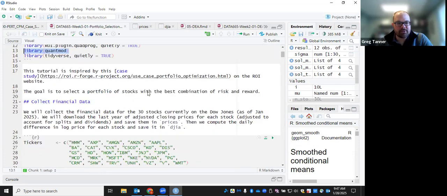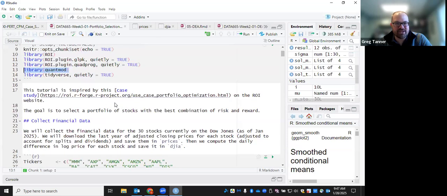So first off, let's collect some data. The goal of the code that we're building is to build a portfolio of stocks that has the best combination of both risk and reward. This was inspired by the case study that's linked here. This case study has a lot more details in it, and I encourage you to check it out and go look at it.